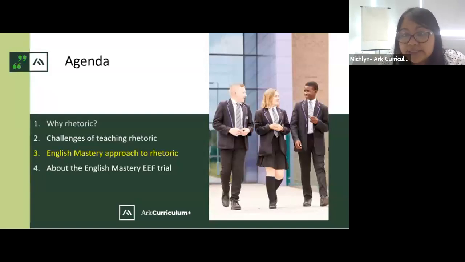So after listening to teachers' challenges, talking to them and being in classrooms, we at English Mastery have created our own rhetoric unit. It's been taught for the first time this summer term, and we've got some great feedback so far. I thought I'd share with you some of the ways we have put our unit together, and show you some of the resources within it. So I'm just going to talk through the English Mastery approach to rhetoric.